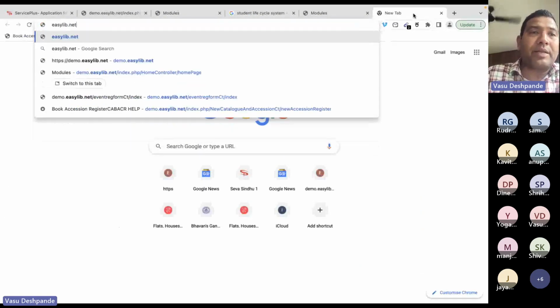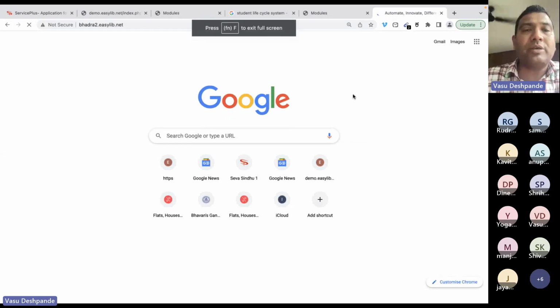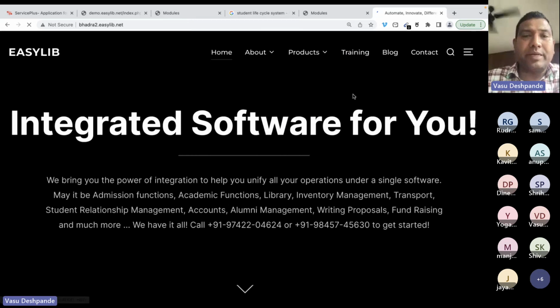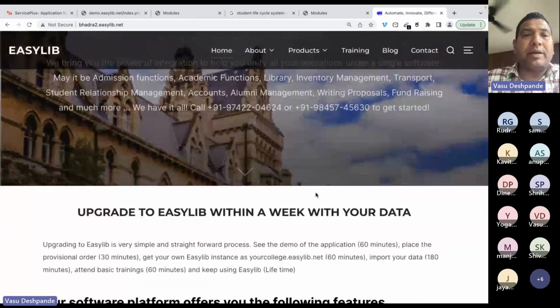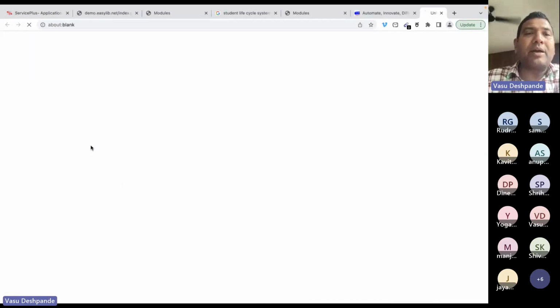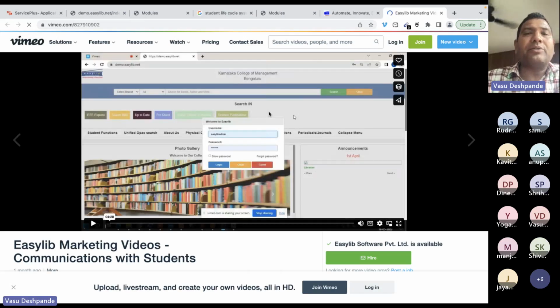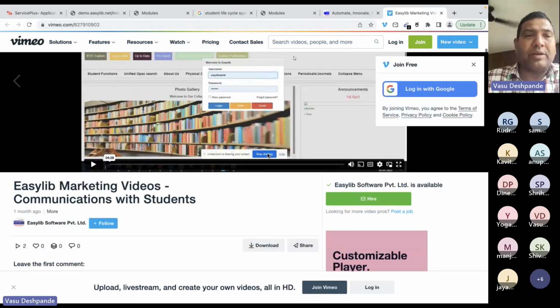You just simply click on easylib.net. It goes into our homepage where we have added a lot of the videos of the system over here. It's an integrated system for you. And if you see, these are a lot of modules that you see here. Simply click on it. You will either see that particular video or you see the brochure of that software, right?